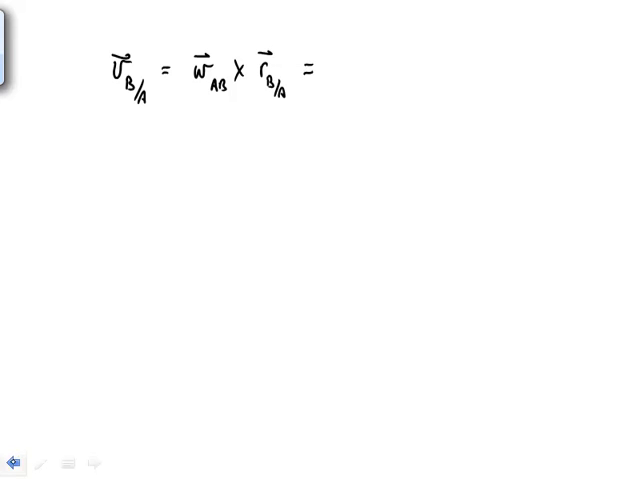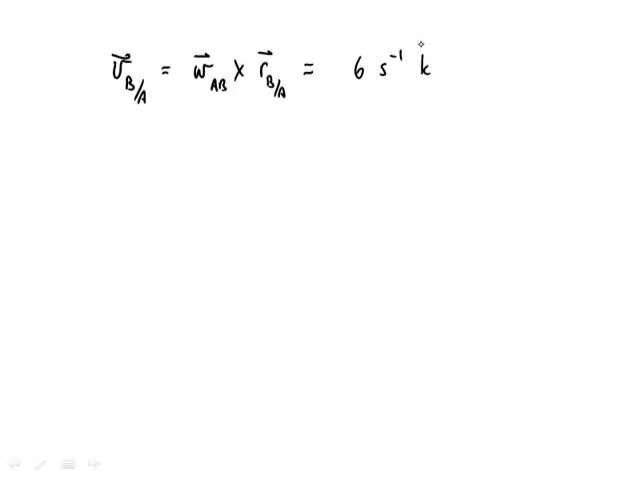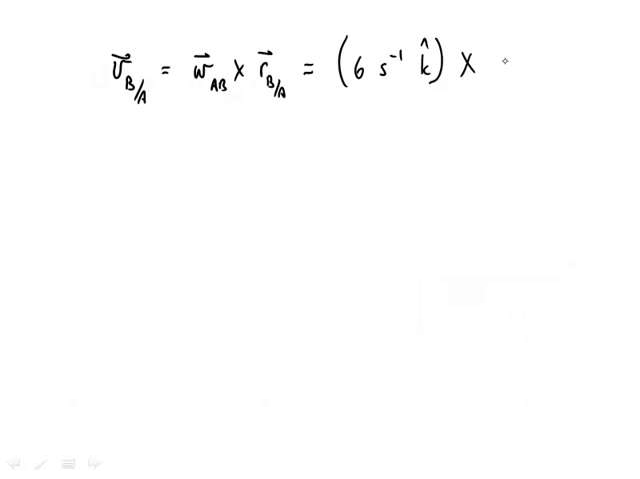But omega AB, you'll see that that's 6 radians per second in the counterclockwise direction, so that's a positive 6 radians per second in the k hat direction. So 6 seconds to the minus 1 k hat. That's my omega, and I'm going to cross that with the position of B with respect to A. If I let this be the i direction and this the j direction, the position of B with respect to A is 0.32 meters in the i hat direction. And if I work that out, that's 1.92 seconds to the minus 1 meters. So that's meters per second.